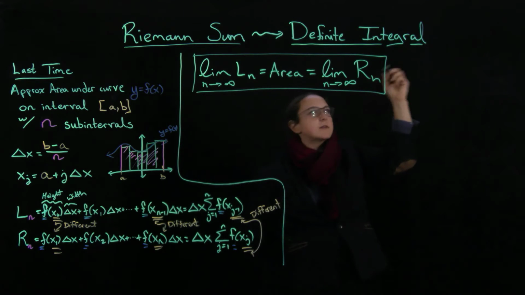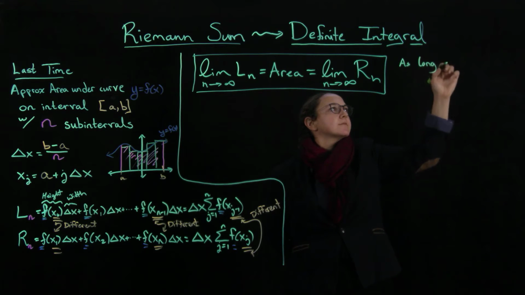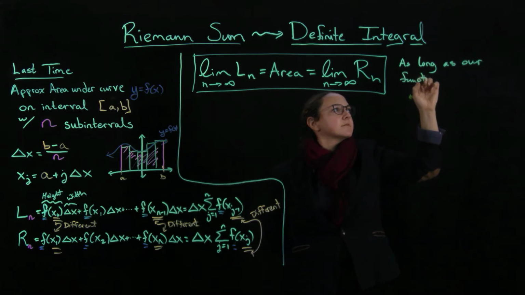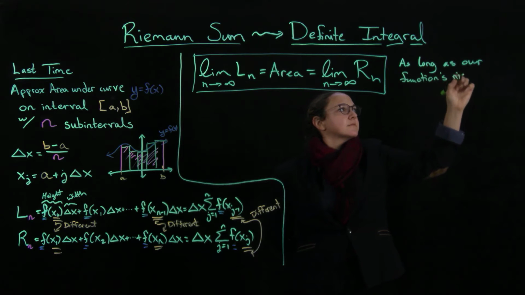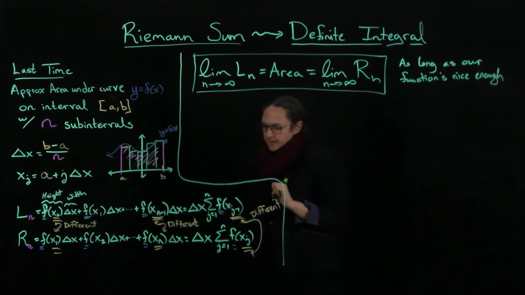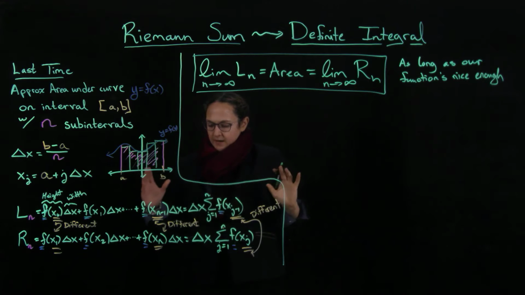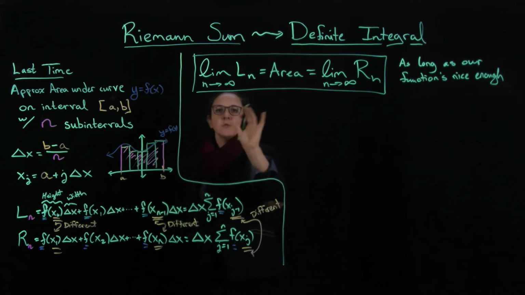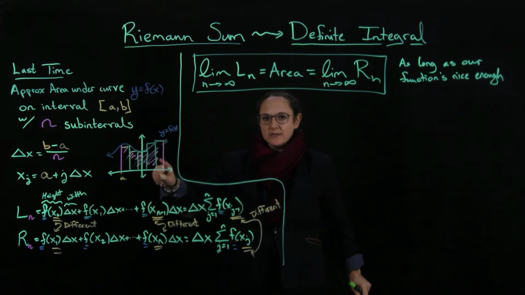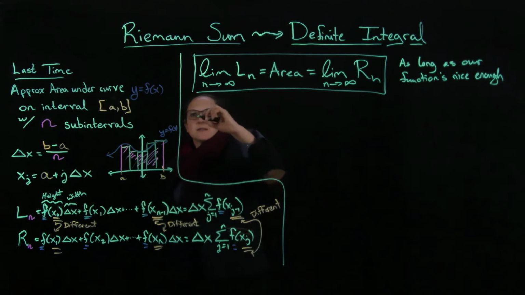Okay, and I'm just going to make a little remark that as long as our function is nice enough. Okay, and then so we took the left and the right endpoints, but we might want to take other points in these subintervals and look at the height there. Okay, so this is kind of new.